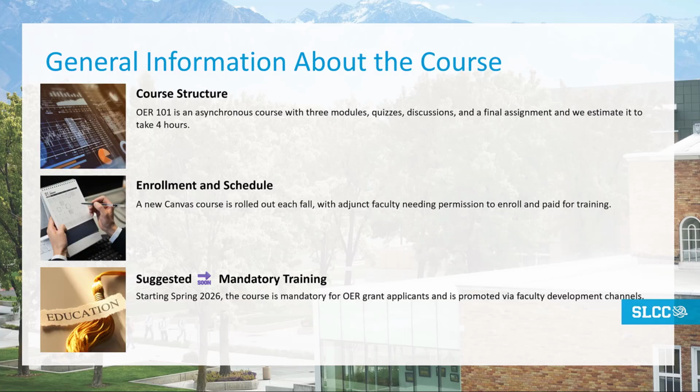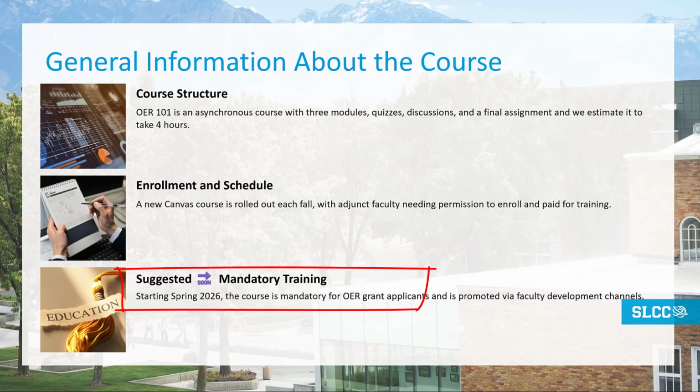The OER 101 course we developed is asynchronous and designed to be completed in approximately 4 hours. A new version of the course is created each fall, with participants being added by the faculty fellow as they register. The course is marketed through faculty development channels, and adjunct faculty require permission to enroll and receive compensation for their training hours. Faculty were encouraged to complete the course before applying for OER grants, but we found that many missed this crucial step, and completing the course will now be mandatory for OER grant applications.